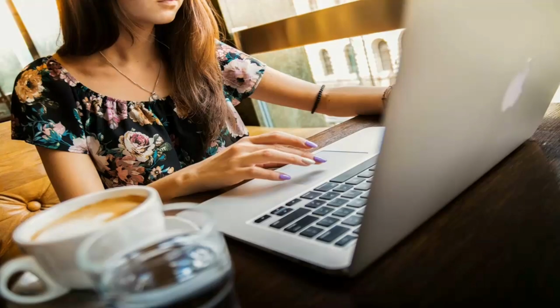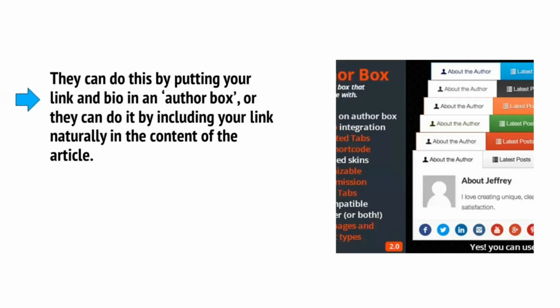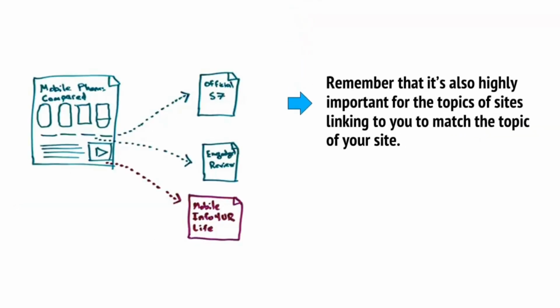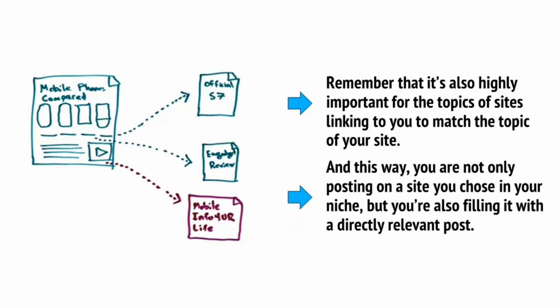They can do this by putting your link and bio in an author box, or they can do it by including your link naturally in the content of the article. By embedding the link this way, you make it look a lot more natural and you can send even stronger signals about the topic of your post. And remember that it's also highly important for the topics of sites linking to you to match the topic of your site. And this way, you're not only posting on a site you chose in your niche, but you're also filling it with a directly relevant post.